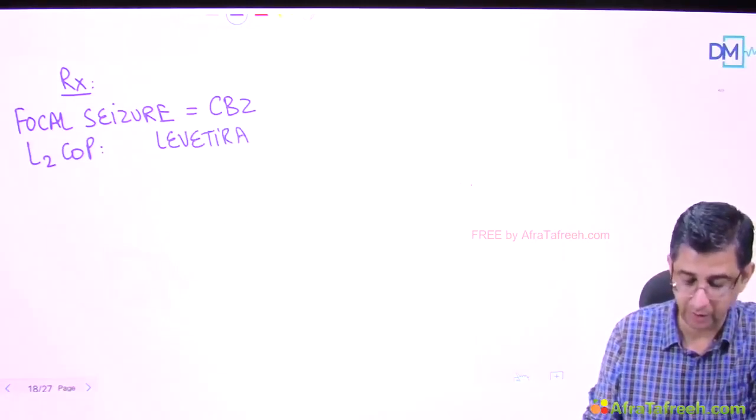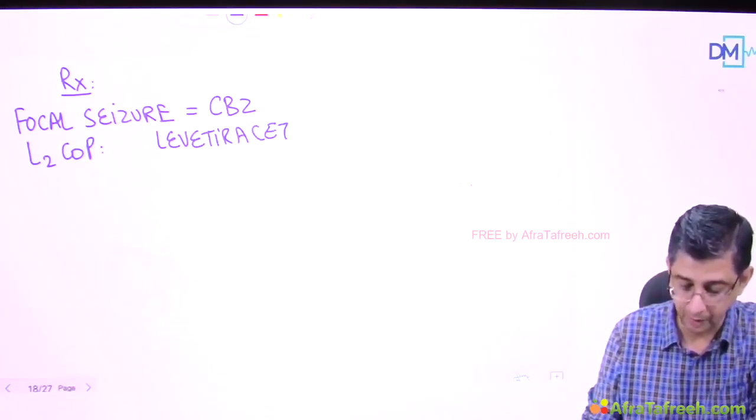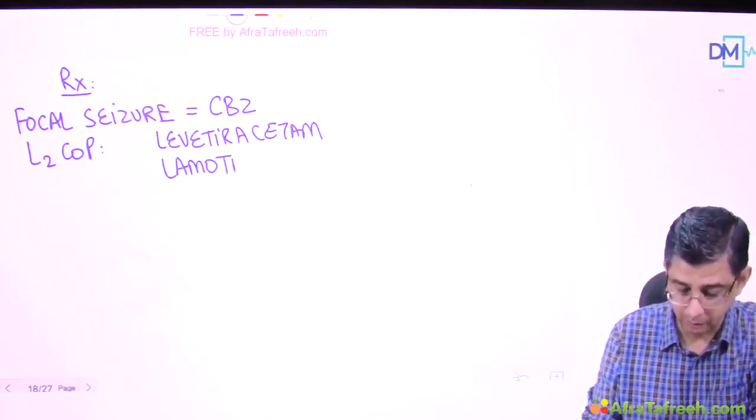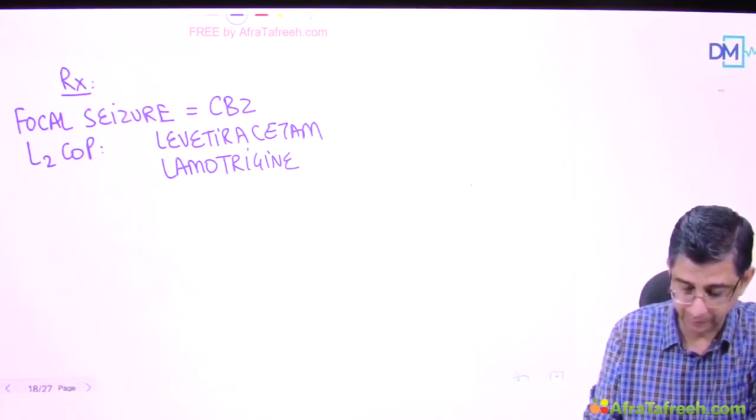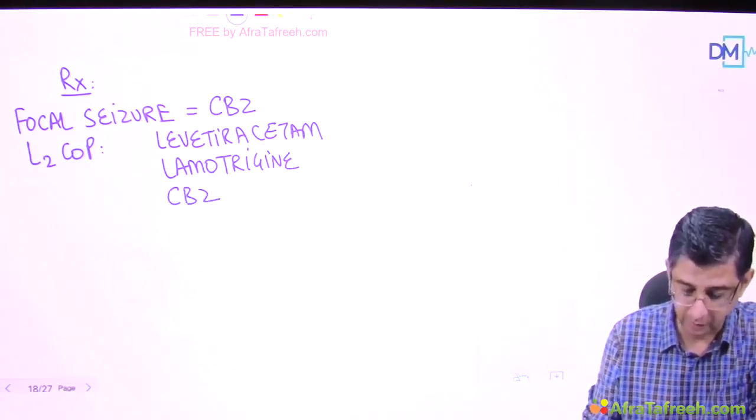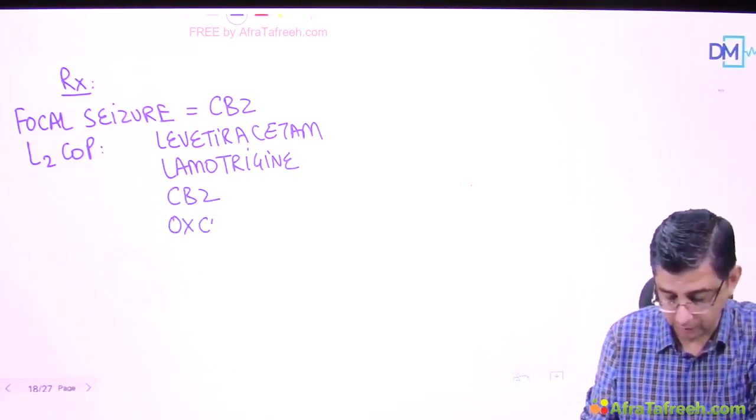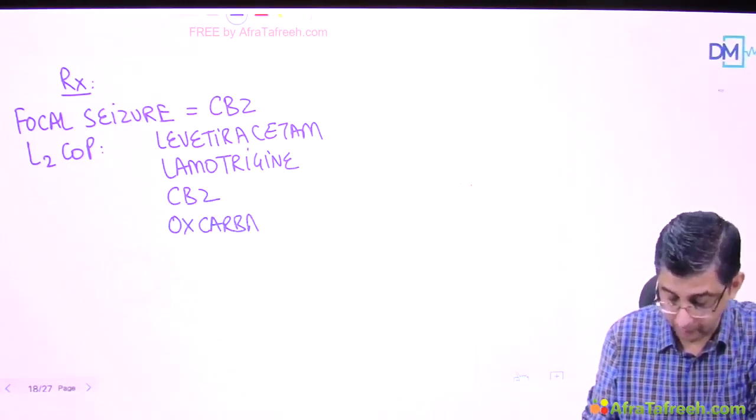That is levetiracetam, beginning with L. The second L would be for lamotrigine. C would be for carbamazepine. That's mentioned first actually in the book. Then oxcarbazepine and then phenytoin.